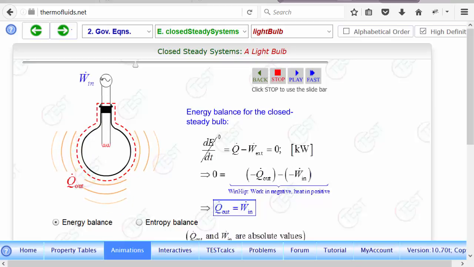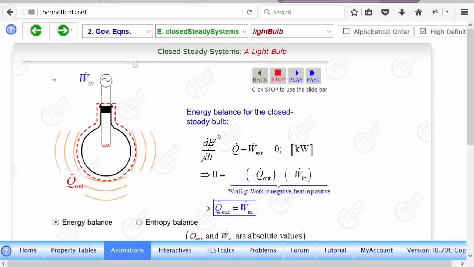A lot of power goes in, work is going in as electrical work, and the bulb gets hot, so energy comes out through light and heat. In the case of an LED lamp, most of the energy comes out in the form of light. In the case of an incandescent lamp, a lot of heat comes out. Light is also a form of heat, it's radiation, radiative heat. So the energy coming out is Q dot out in this case, and the energy going in is W dot in.